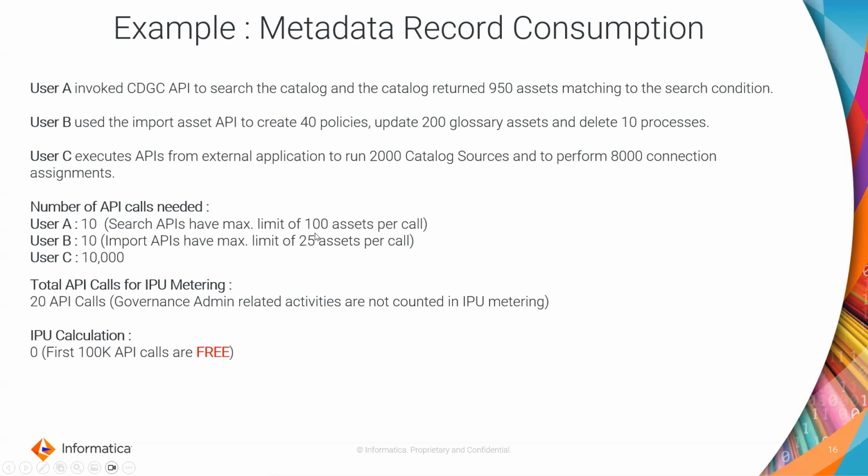So here we see the total number of API calls by the respective users, keeping the limits in mind. First, since it's the search API, keeping 100 assets per call, it uses 10. Similarly, for user B, it's 25 assets per call. It's 10 API calls, and user C has 10,000 API calls. So the total API calls for the IPU metering is 20 API calls for users A and B, since the governance administration calls are not counted towards the IPU meter. As we know, the first 100K API calls are free, so practically for this example, there is no IPU consumption.